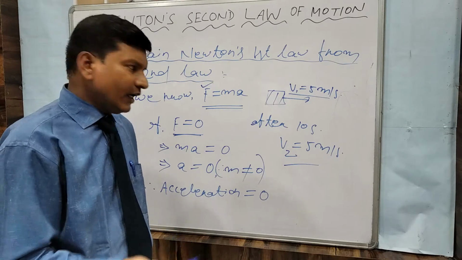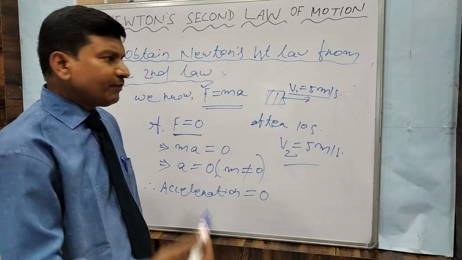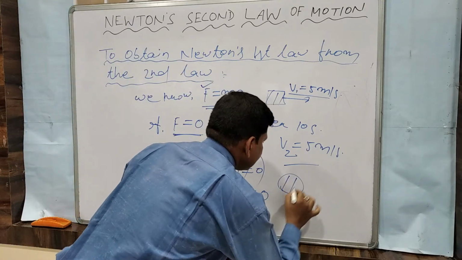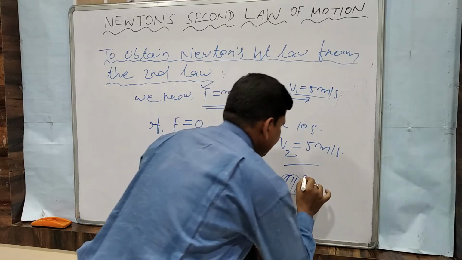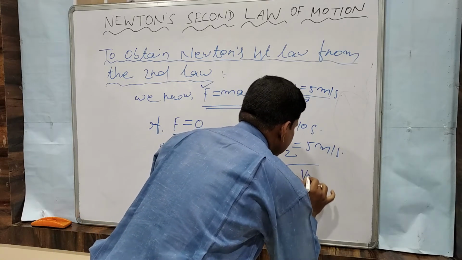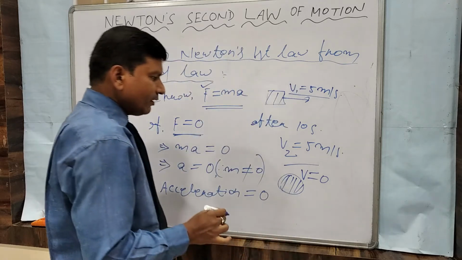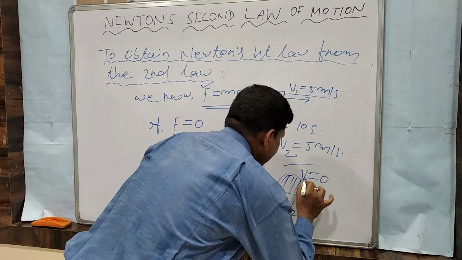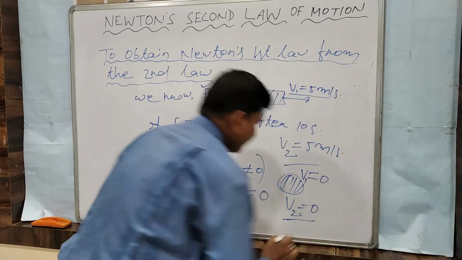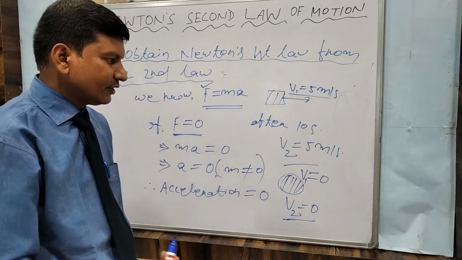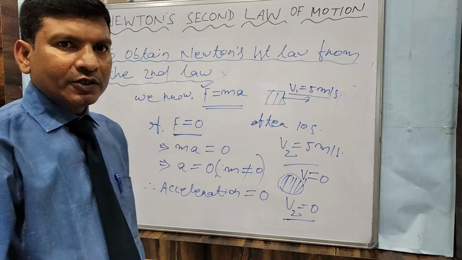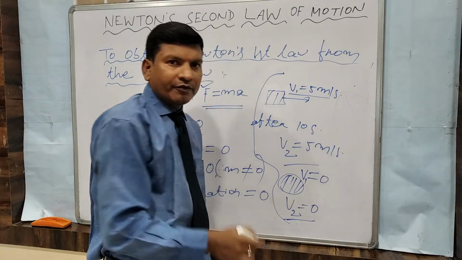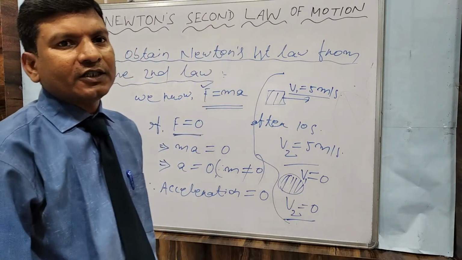That means when a body moves with a constant speed or constant velocity, the acceleration of the body becomes 0. And in the other case, if the body is at rest, suppose this is a body and there is no motion of the body, that means the velocity of the body is 0. Now after say 10 seconds, again we see the velocity of the body is 0. That means the body is at rest, which shows that there is no motion of the body. So what have I explained to you? This is Newton's first law of motion.